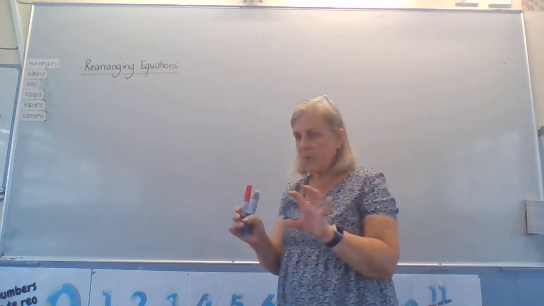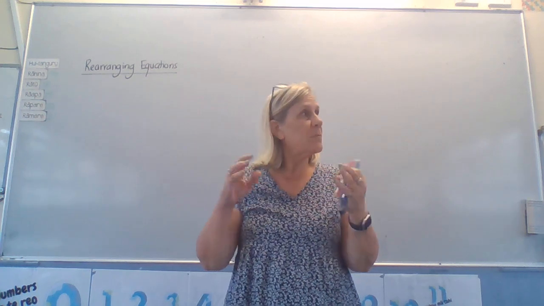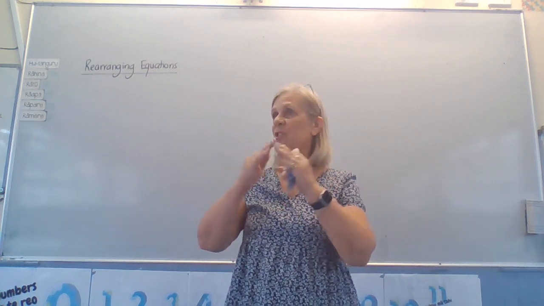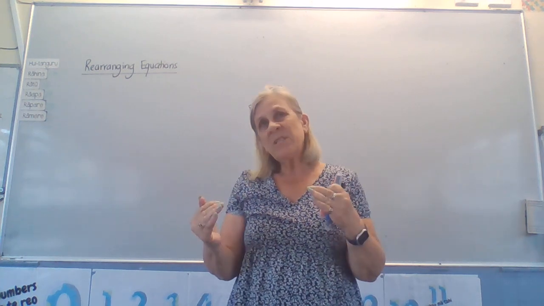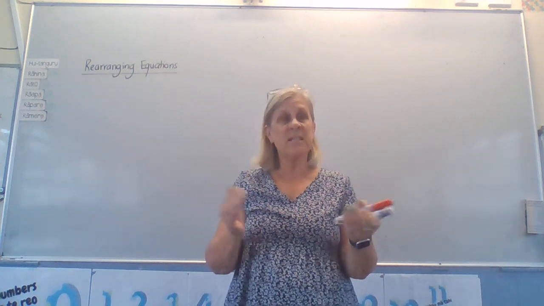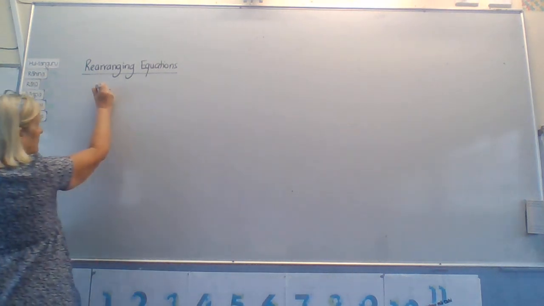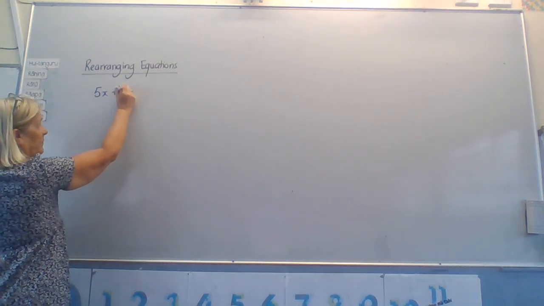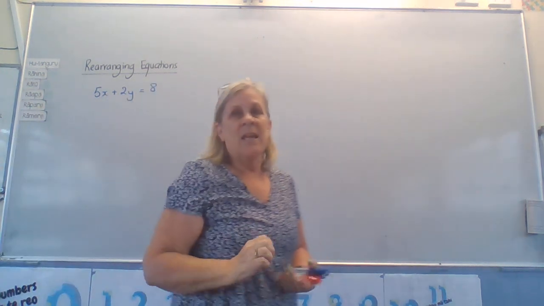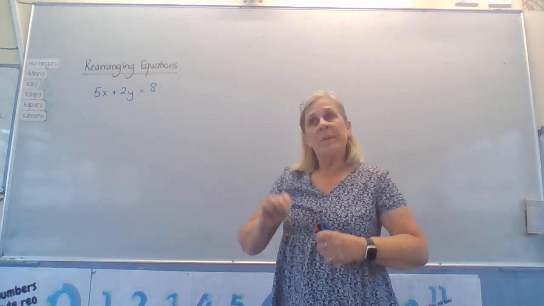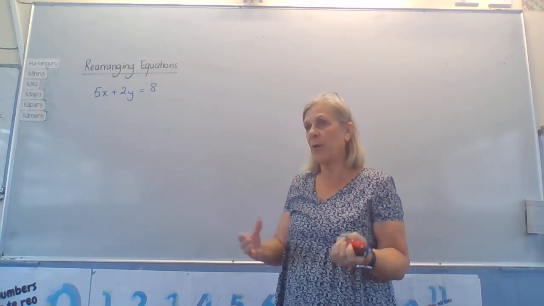So we've done a little bit of rearranging equations when we have put our point and our gradient into the equation of a line and rewritten it so it says y equals. Sometimes they give us an equation that isn't in that form. Sometimes they give it in a form that looks like this. All right. That is still an equation of a line because it has an x and a y. That makes it an equation of a line on a graph somewhere.